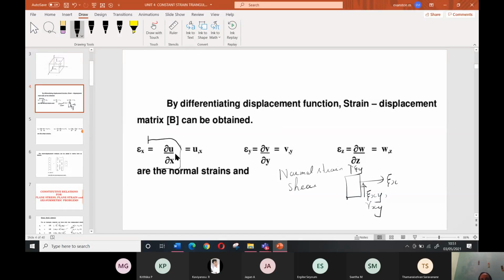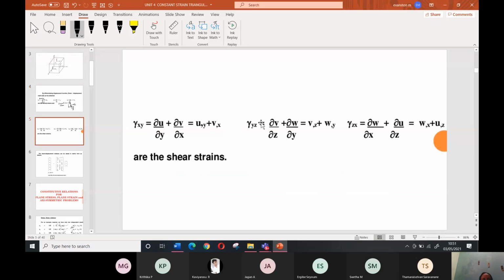So this is the way it is being related, and this is the shear strain. Shear strain is related like this: gamma xy is equal to dou u by dou y plus dou v by dou x. U is the displacement function in the x direction, and v is the displacement function in the y direction. So they are related. This is the xy plane, then this is the yz plane and zx plane.